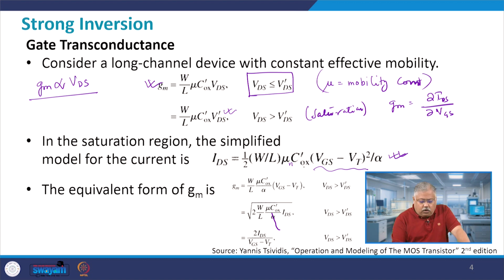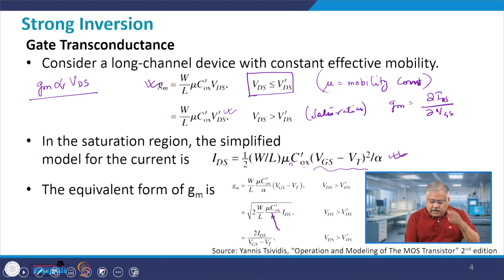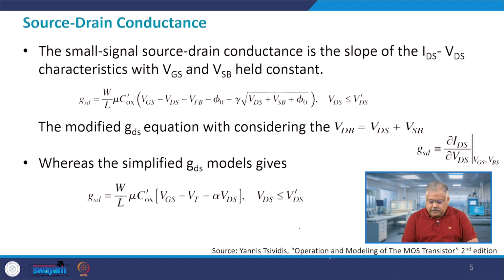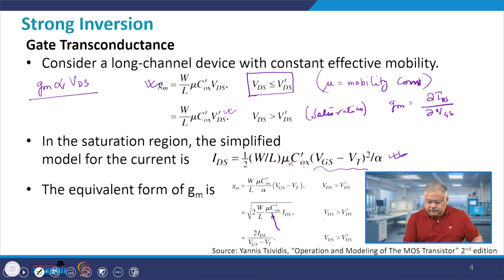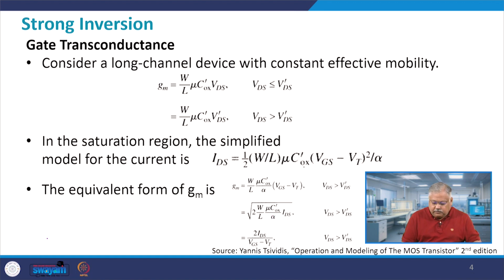So, the equivalent form, if you take the generalized model, is gm = (W/L) μn Cox (VGS − VTH) when VDS is greater than VDS prime. These two are coming into picture, right. So, let me remove all the things from the slide.